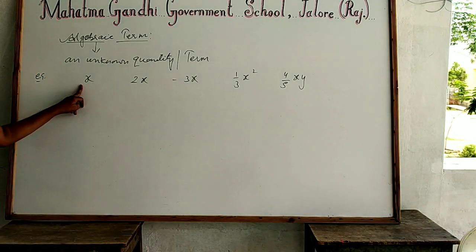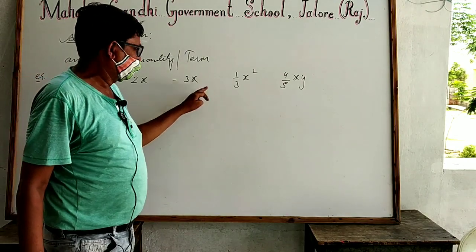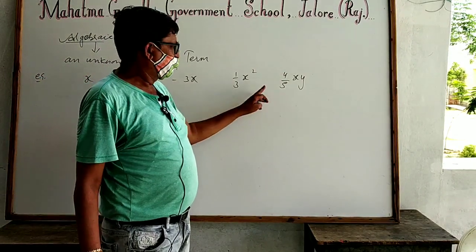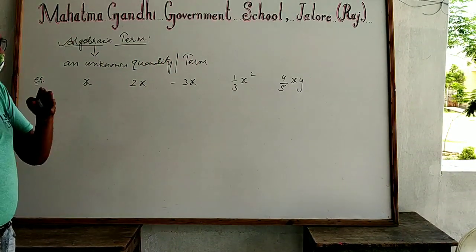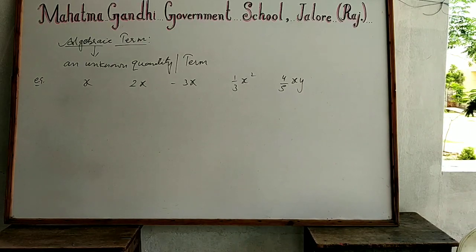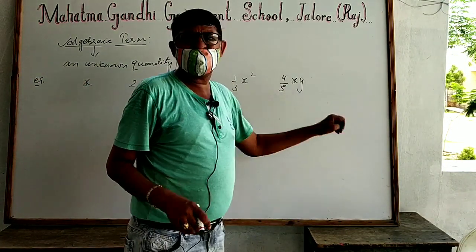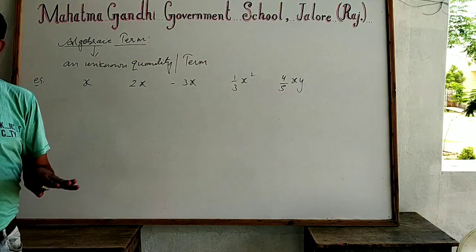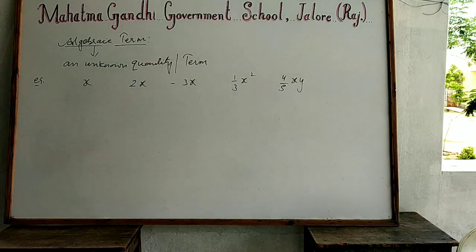It is x, it is 2x, it is minus 3x, it is 1 by 3x square, it is 4 by 5xy. All are algebraic terms. What value does x have? We don't know the value of x. We don't know the value of x square. We don't have the value of xy. That is why these all are unknown quantities and these are algebraic terms.